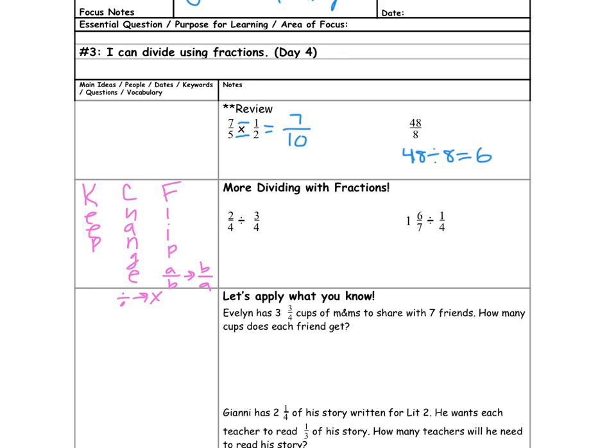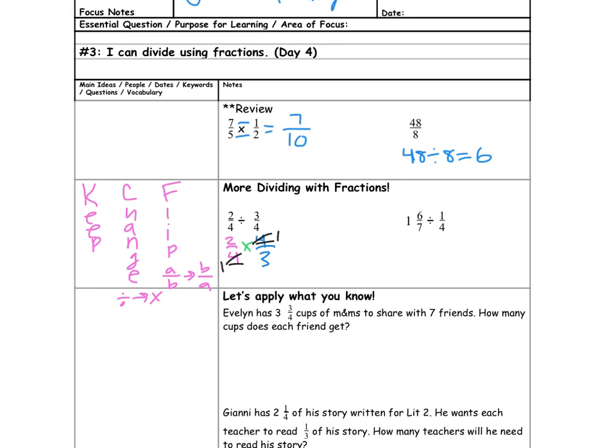So let's look at this first one. 2/4 divided by 3/4. So we're going to keep our first fraction of 2/4. We're going to change the sign and flip the fraction. So instead of 3/4, we're going to write 4/3. And then we're going to try to simplify. Let's see if we can simplify any of these. I see right away that we have 2 4s, 4 and 4. So we can actually divide both by 4 and change them to 1.